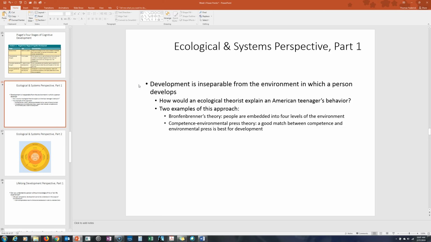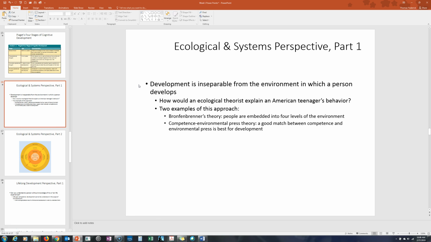Another important perspective as we're thinking about various developmental theories is an ecological approach. The ecological approach looks at human development as components of nested systems. Urie Bronfenbrenner is perhaps the most famous, and he identifies 4 levels of the environment.